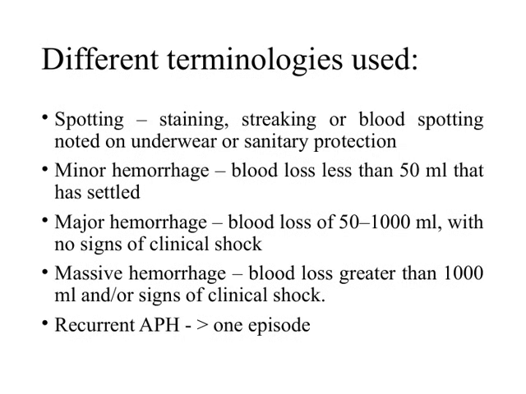Moving on, major hemorrhage involves blood loss of between 50 and 1,000 milliliters. Interestingly, even with this amount of blood loss, there may be no signs of clinical shock yet, but it's definitely a warning sign that something needs urgent attention. Then we have massive hemorrhage, which is when the blood loss exceeds 1,000 milliliters, or if there are signs of clinical shock. This situation is critical and requires immediate intervention to prevent severe complications. Lastly, recurrent APH refers to more than one episode of antepartum hemorrhage. This pattern suggests ongoing issues that need thorough investigation and management to protect both the mother and the baby.